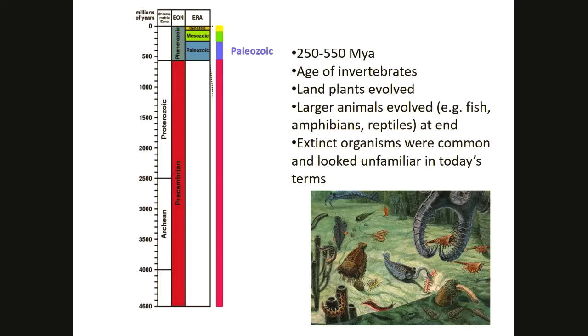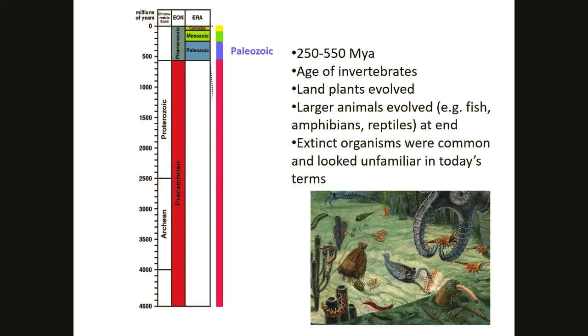So moving out of the Precambrian and into the Phanerozoic, we have the first era of the Phanerozoic eon, and that's the Paleozoic. The Paleozoic ranges from 250 to 550 million years ago. It's known as the age of invertebrates. As we'll talk about, there are plenty of vertebrates, but invertebrates dominate the fossil record. I mean, invertebrates are the dominant form of animal life on the planet now. Invertebrates are just very successful.